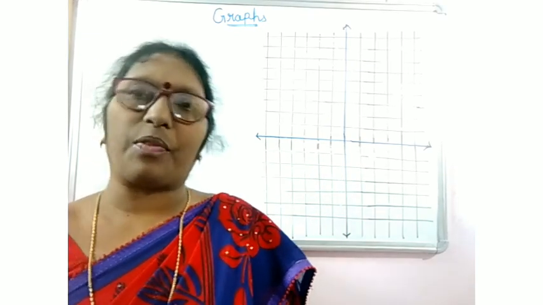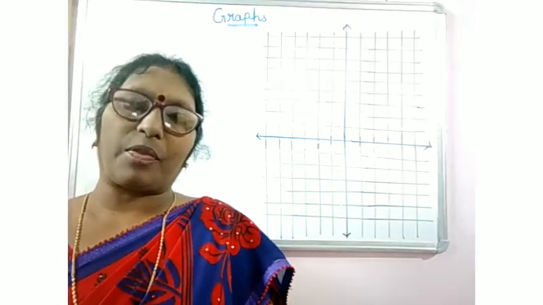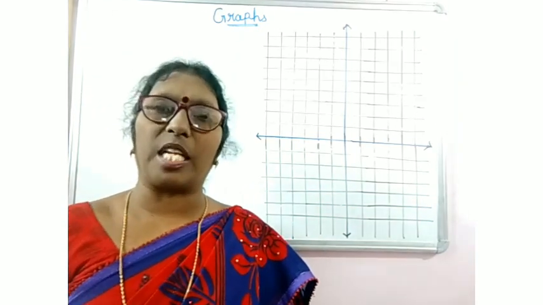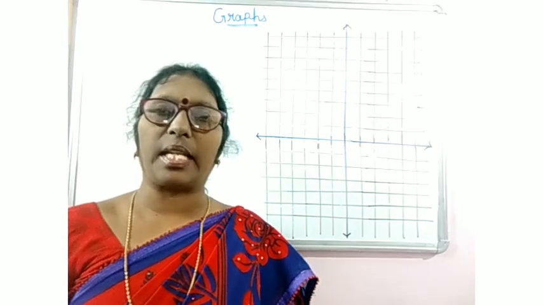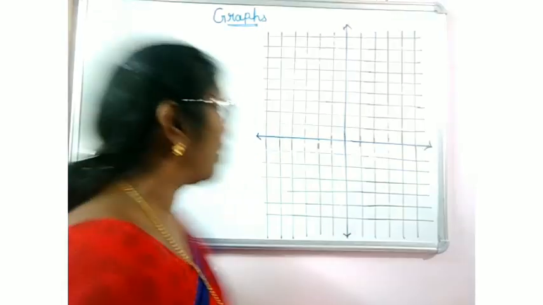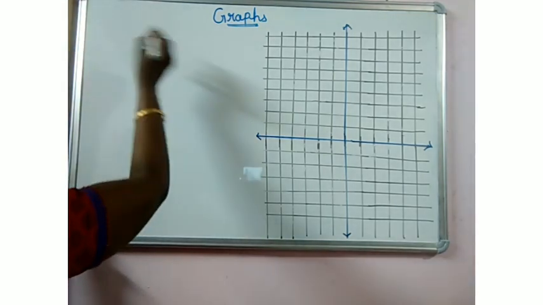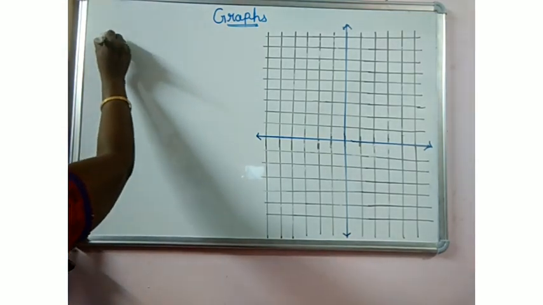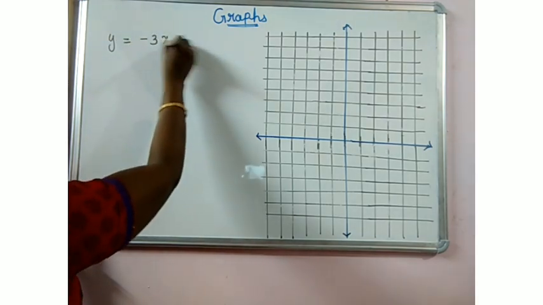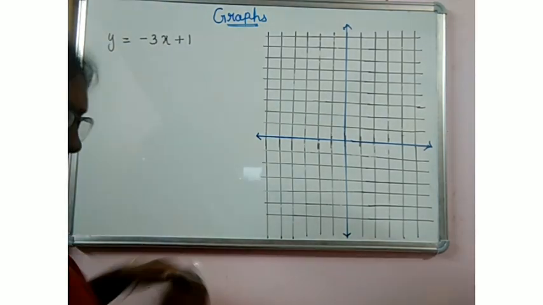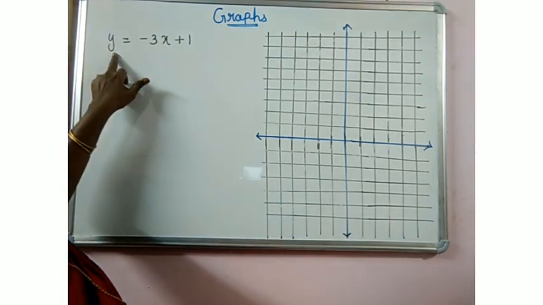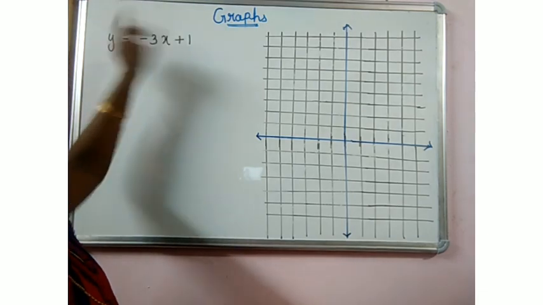What is a linear equation? An equation in which the highest power of the variable is 1 is called a linear equation. Let me give you one example: y is equal to minus 3x plus 1. This is a linear equation. Here only y is there, x is there, power is 1.